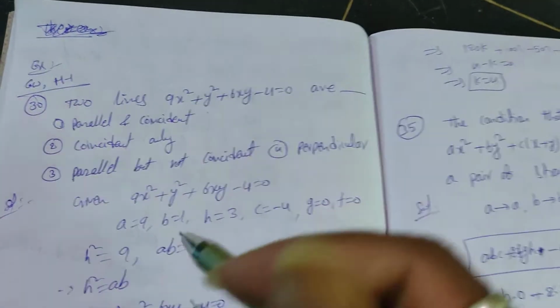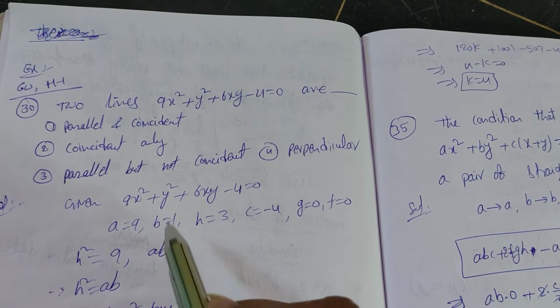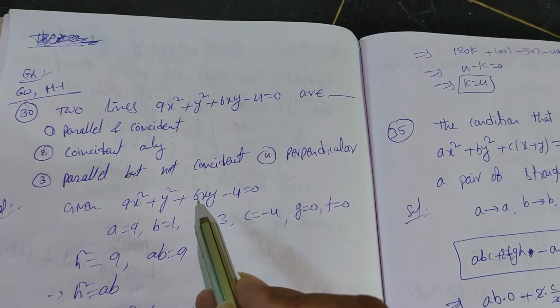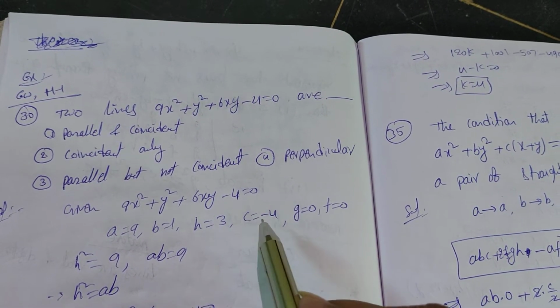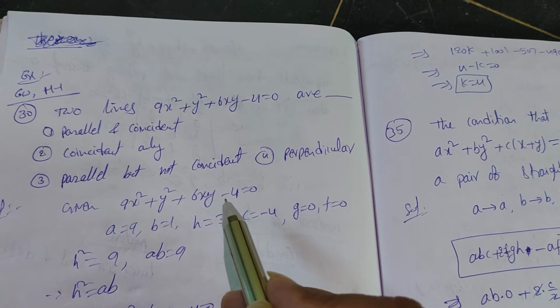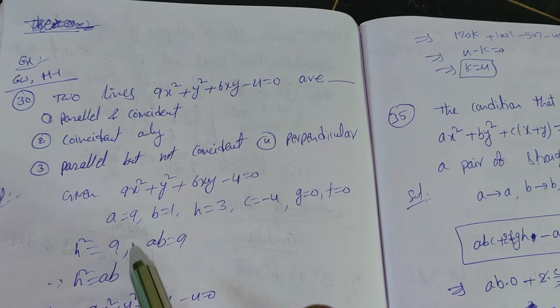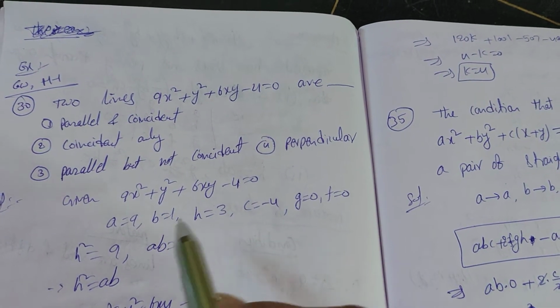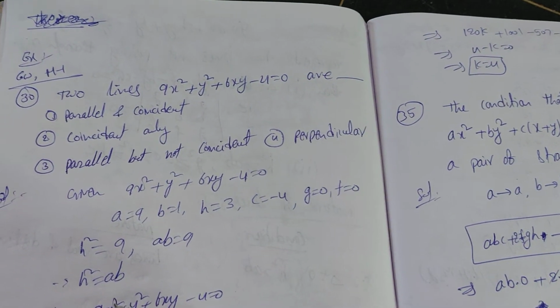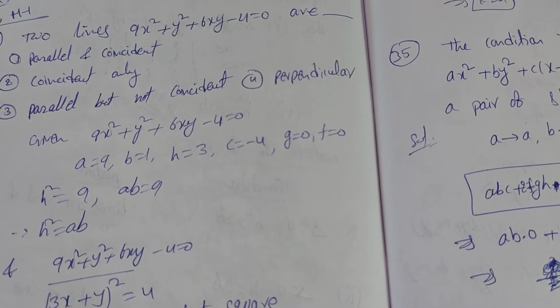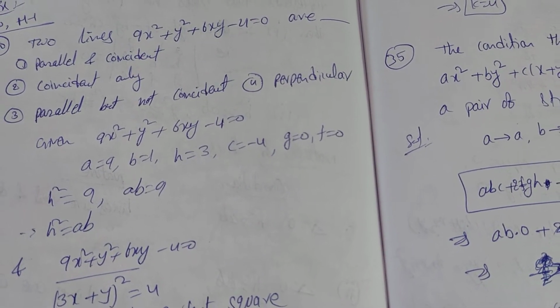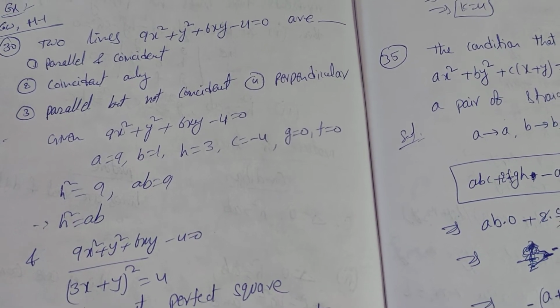Another method is go to formula. So here a = 9, b = 1, h = 6/2, that is equal to 3, c = −4, and here g and f, that means x and y terms are not there. So g = 0, f = 0. First you find out h² = 9 and ab = 9. h² = ab means they may be parallel but not coincident, or coincident lines. So two possibilities are there.